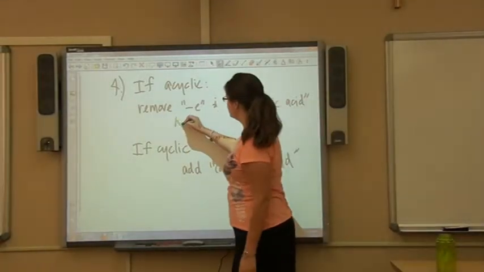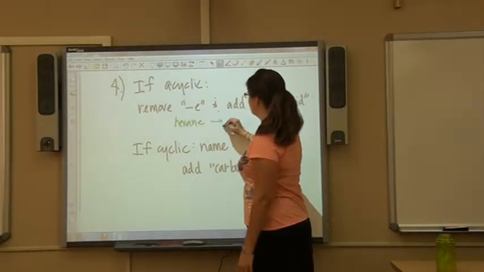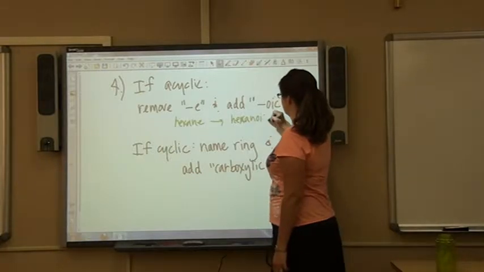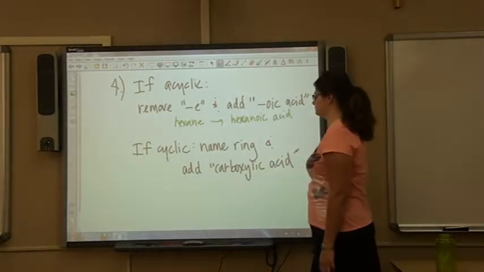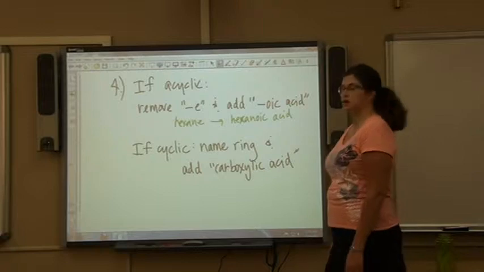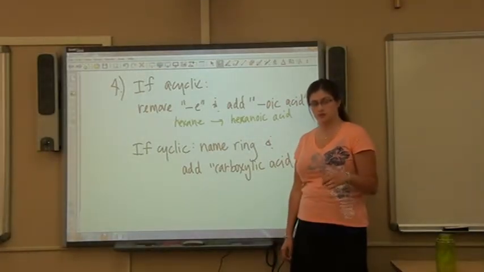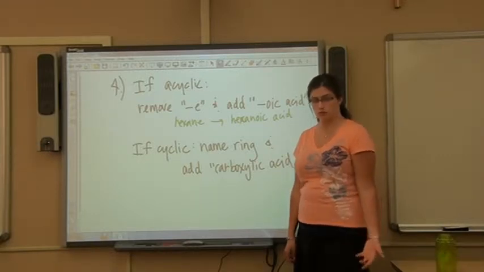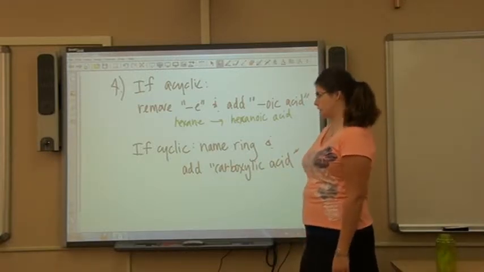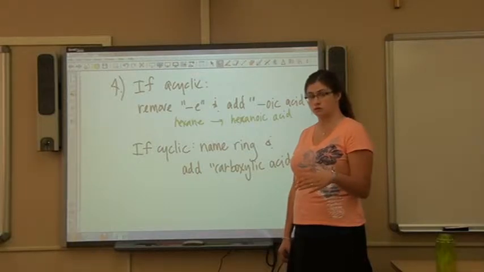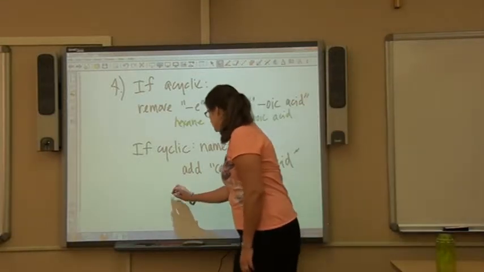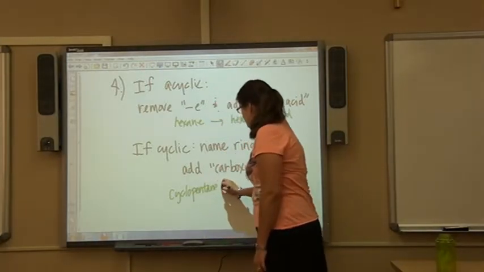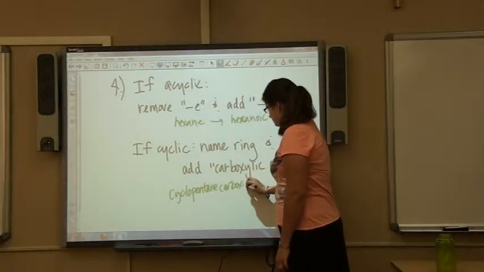So if you had hexane, hexane would turn into hexanoic acid. If you have a cyclic carboxylic acid, what you need to do is name the ring like you normally would, and then add carboxylic acid as 2 new words. So here you would have something like cyclopentane carboxylic acid.